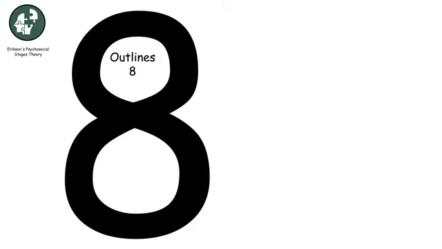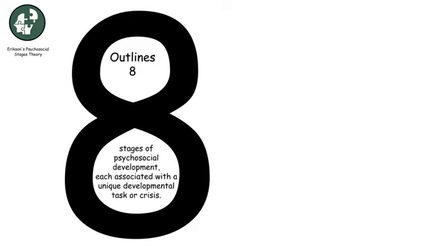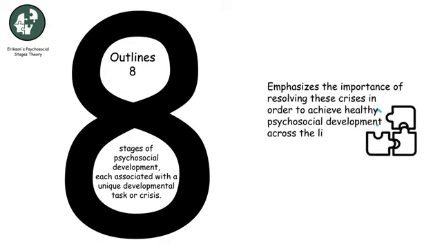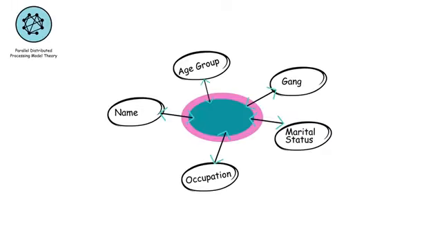Erikson's psychosocial stages theory. Erikson's psychosocial stages theory outlines eight stages of psychosocial development, each associated with a unique developmental task or crisis. It emphasizes the importance of resolving these crises in order to achieve healthy psychosocial development across the lifespan.